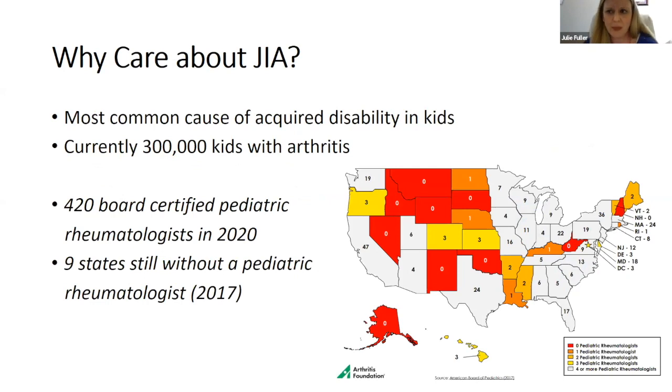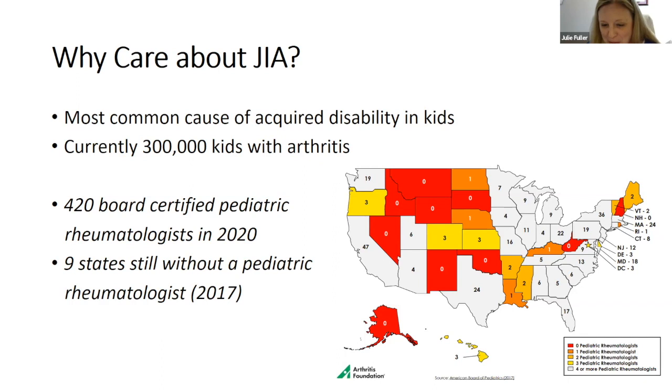Why do we even care about juvenile arthritis? Most people don't know, but childhood arthritis is actually the most common cause of acquired disability in children. So aside from birth defects, this is what disables kids. And there's about 300,000 children currently living in the United States with arthritis, and that's a prevalence of about 1 in every 1,000 kids. Sadly, there's only about 420 of me, board certified pediatric rheumatologists as of 2020.